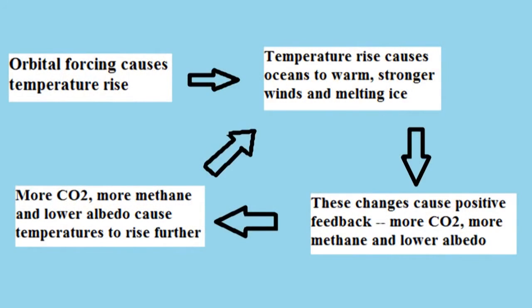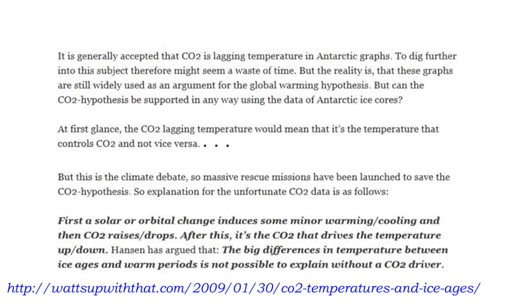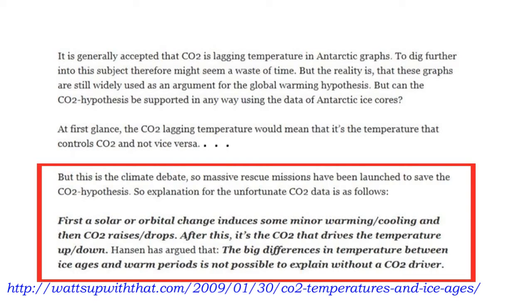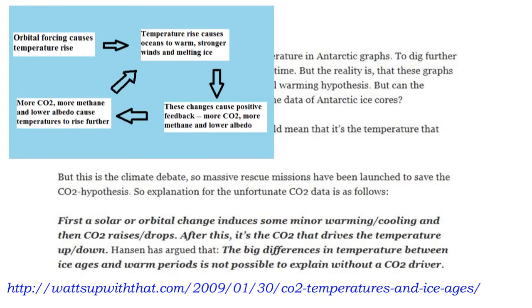Of course, it's possible that real climate researchers are all corrupt and hurriedly made up this nonsense in order to explain the embarrassing fact of the time lag, because it threatened to scupper their hoax. Here's what civil engineer Frank Lansner wrote about the 800-year lag on What's Up With That: "This is the climate debate, so massive rescue missions have been launched to save the CO2 hypothesis. So the explanation for the unfortunate CO2 data is as follows. First, a solar or orbital change induces some minor warming or cooling, and then CO2 raises or drops. After this, it's the CO2 that drives the temperature up or down. Well, that's more or less the theory in a nutshell."